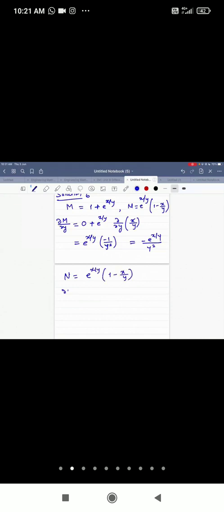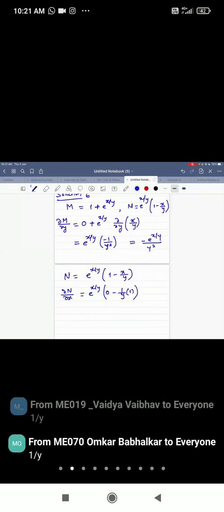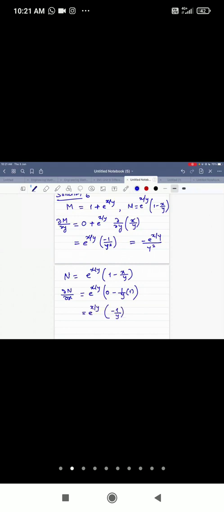Now we'll have to find ∂N/∂x. Let me apply the product rule. So e raised to x by y as it is. Derivative of 1 is 0. And what is the derivative of x upon y with respect to x? When I find the derivative with respect to x, 1 by y is a constant and the derivative of x is 1. I hope you are getting me, right? So this is nothing but e raised to x by y into 1 by y.